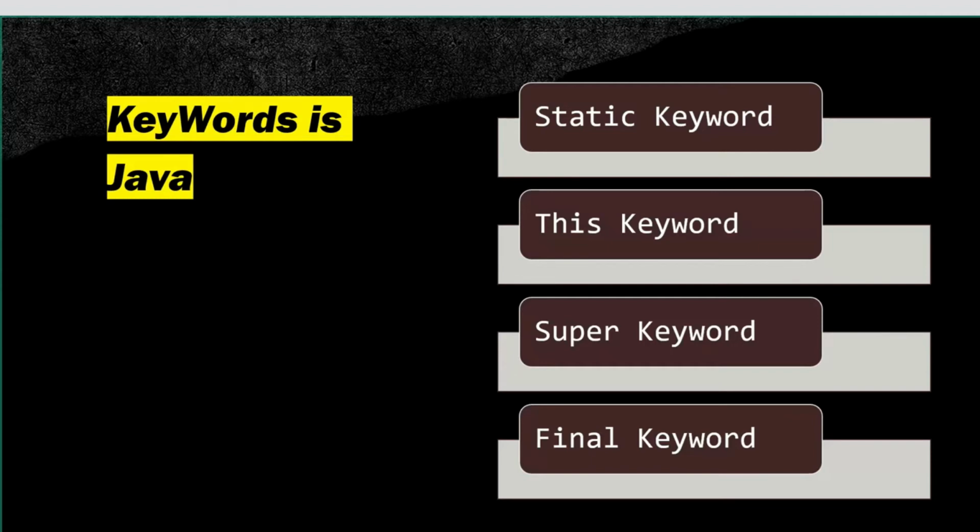You can do this by this keyword. Again, this can be used with a variable, method, or constructor. So we'll go into detail on how we can use this. Once that is done, we'll move ahead with the super keyword.